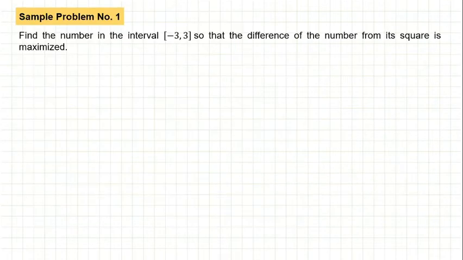For problem number 1, we are going to find the number in the closed interval -3 and 3 so that the difference of the number from its square is maximized. Okay? So, following the steps that we have discussed kanina, the first step is to sketch an appropriate diagram. Now, in this case, since hindi tayo makakasketch ng kahit anong diagram, since yung involved dito ay mga numbers lang, so we will skip step 1. So let's proceed to step 2.